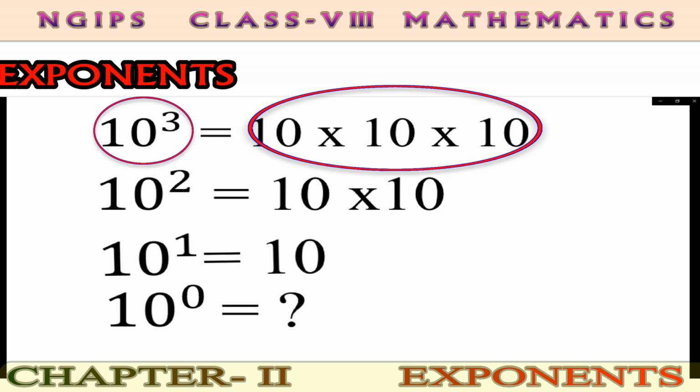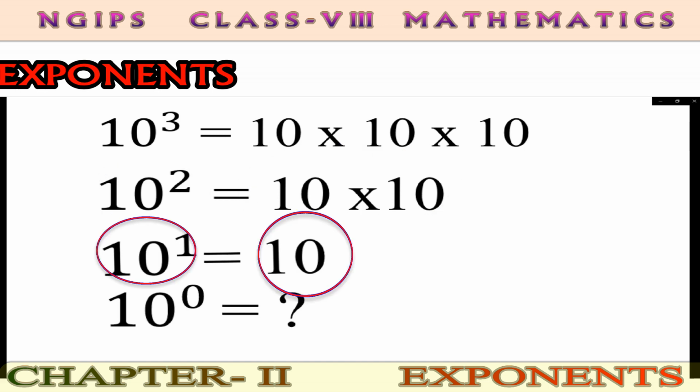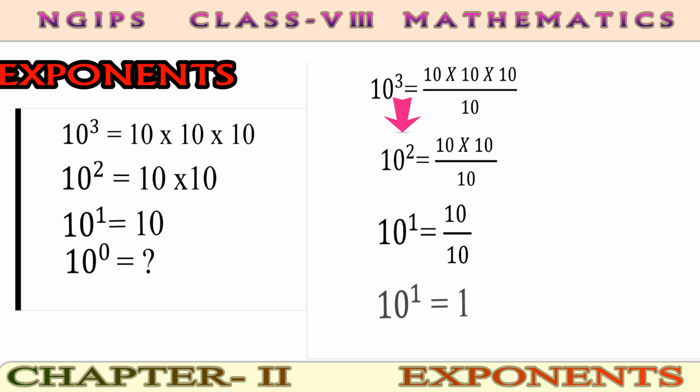We know that 10 raised to 3 can be written as 10 multiplied by 10 multiplied by 10. Similarly, 10 raised to 2 can be written as 10 into 10, and 10 raised to 1 is equal to just 10. Then what will 10 raised to 0 be equal to? Let's go back and analyze a bit. When we came down from 10 raised to 3 to 10 raised to 2, we divided it once by 10 when the power reduced by 1. We divided it once by 10 when we came down from 10 raised to 2 to 10 raised to 1. We again divided by 10 when we came down from 10 raised to 1 to 10 raised to 0.